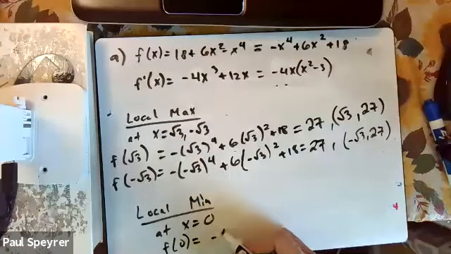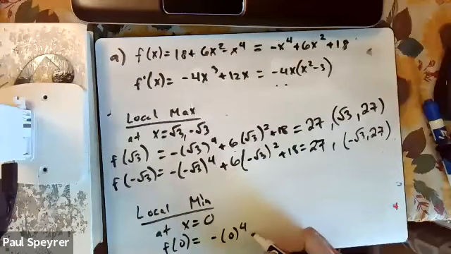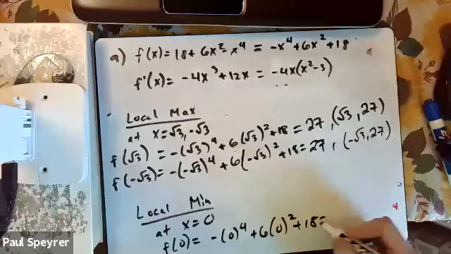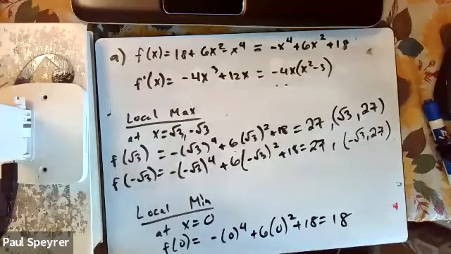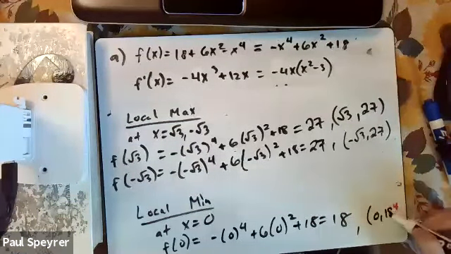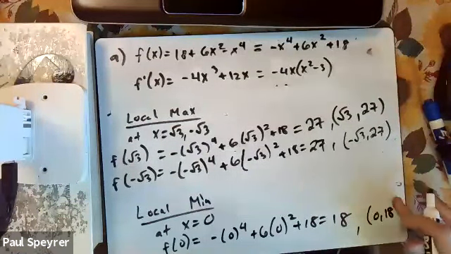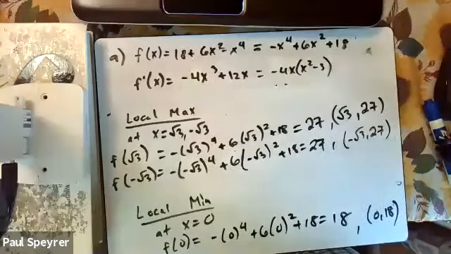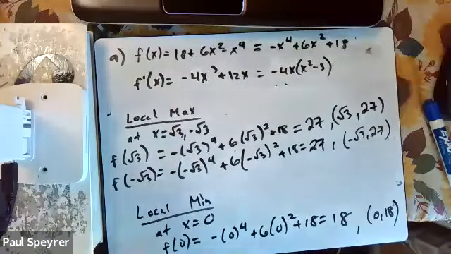So you're going to have negative 0 to the fourth plus 6 times 0 squared plus 18. That's just equal to 18. What is that as a point? That is 0, comma 18. So that's the first part of the problem, right? First little chunk.